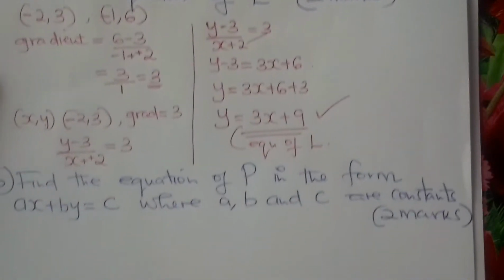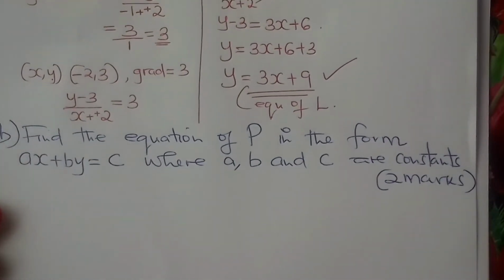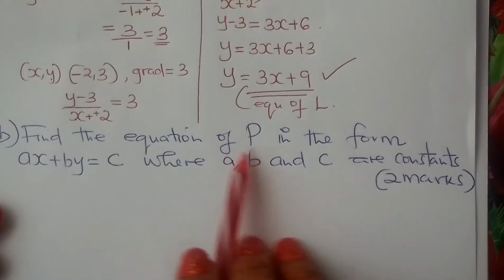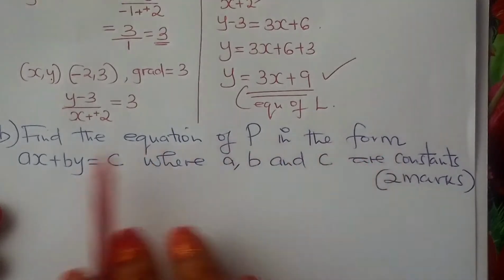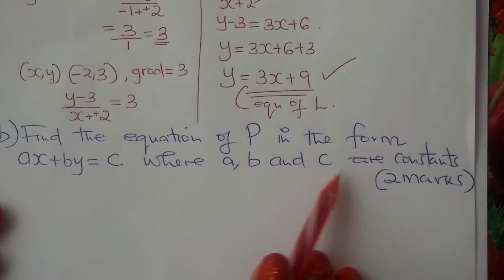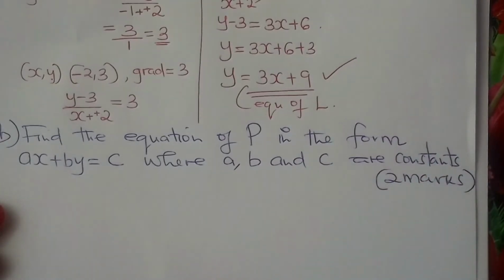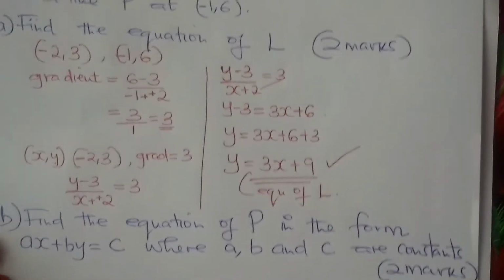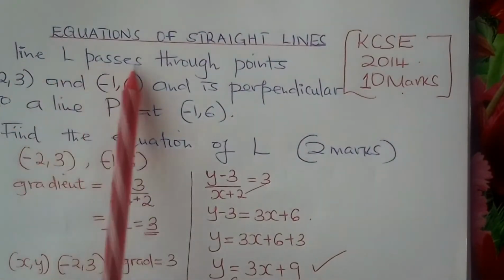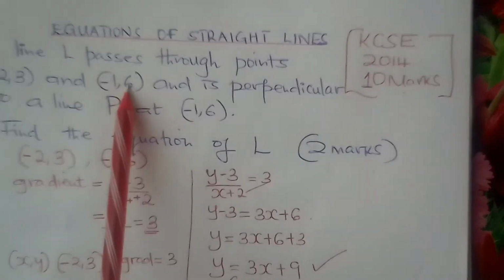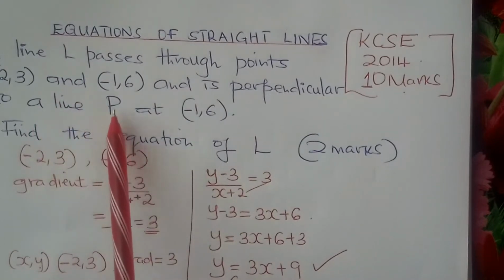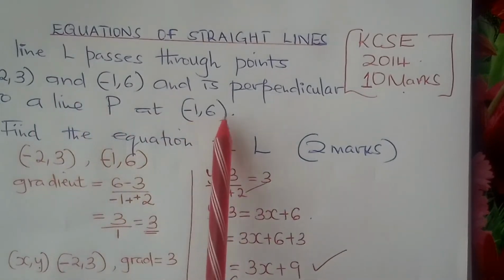Good. We go to part B. Find the equation of line P in the form ax plus by equals c, where a, b, and c are constants. Learner, you are told to find the equation of line P. We go back to the question. We are told that line L passes through these points and is perpendicular to line P at (-1, 6).